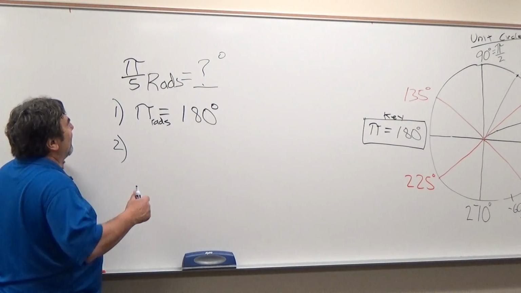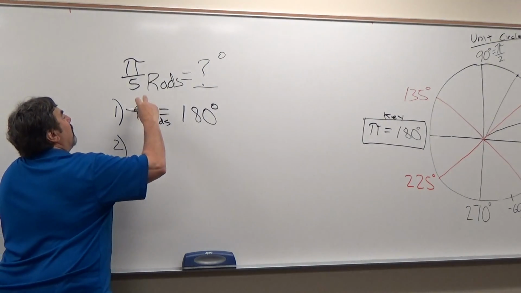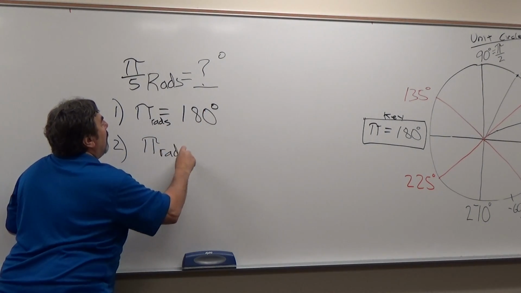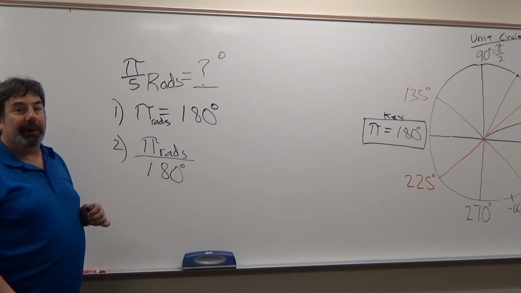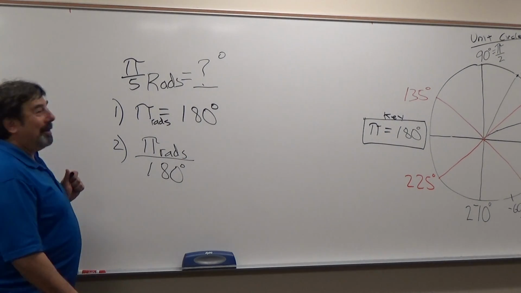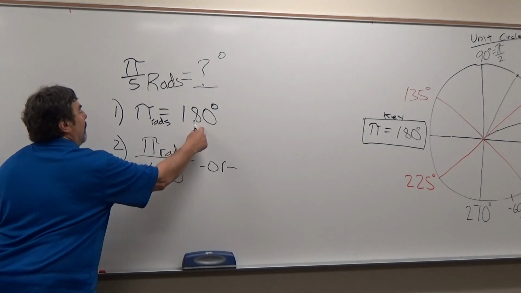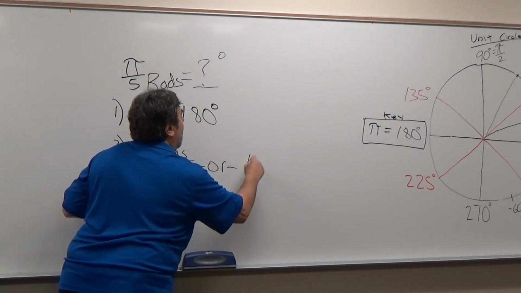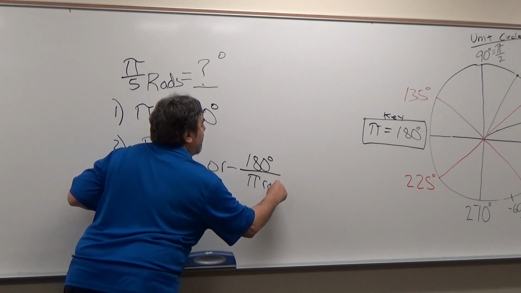Sorry. So step 2 is make 2 fractions out of step 1. It's going to be this over this. So that's going to be pi radians over 180 degrees. And our other fraction is going to be this over that. So step 1 and step 2 are easy. Don't get lost there. 180 degrees per pi radians.